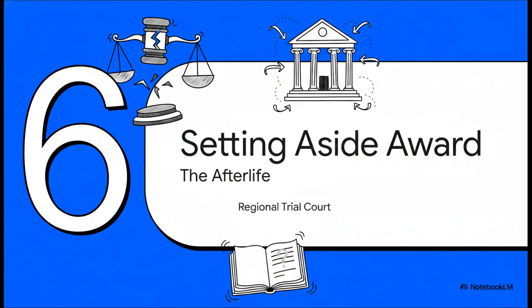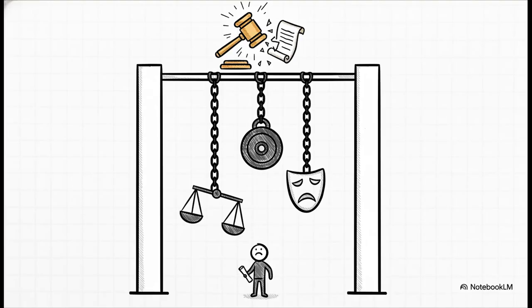The afterlife. But wait, what if you lose? What if you truly believe the process was entirely unfair? Well, this brings us to the final stage of our life cycle, the afterlife of the dispute. What happens if the losing party tries to strike down the award in a regional trial court? So the absolutely crucial point is this. You cannot appeal to a court just because you lost or because you think the arbitrators misunderstood the facts. No way. The grounds to vacate an award are strictly, and I mean severely, limited to foundational flaws.